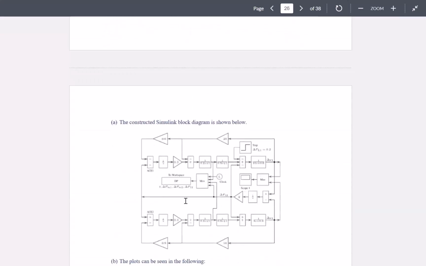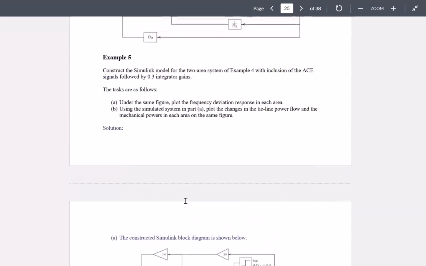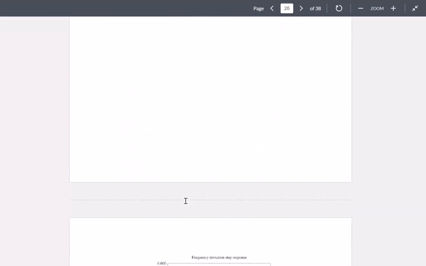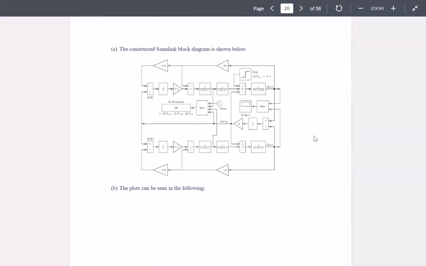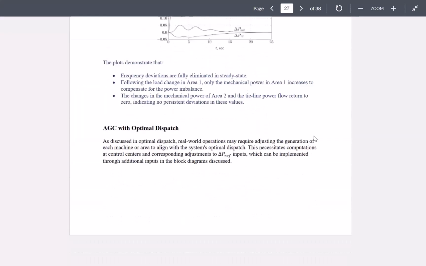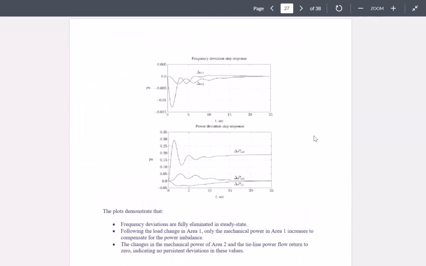All right, so this is example number 5, which is talking about automatic generation control in multi-area, in 2 areas, using 0.3 as integrator gains and including the ACE signal. So if you construct that system, you will see that what we wanted is going to happen.